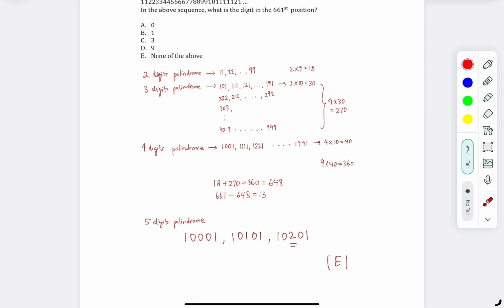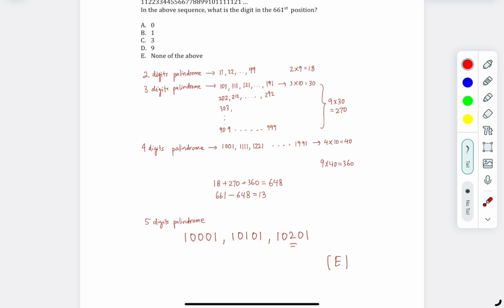The smallest 5-digit palindrome will be 10001, followed by 10101, and then 10201. So three palindrome numbers are enough to cover the 13. So just count manually. What is the 13th digit? Here it will be 2. So the answer for this question is E.